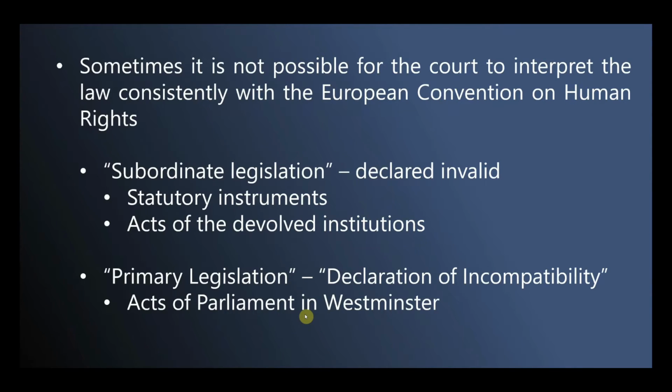Now, if the law in question is classified as primary legislation, which includes public acts of the Parliament in Westminster, the court can issue a declaration of incompatibility. This tells the Parliament that the law is incompatible with human rights, but does not make the law itself invalid. It's then up to the Parliament to decide whether to change the law, but they are not obliged to do so.